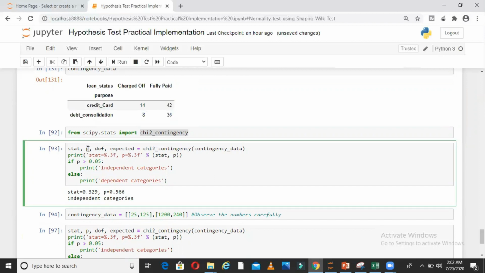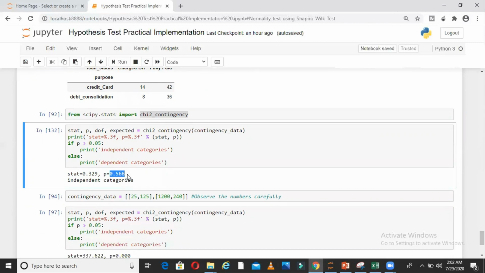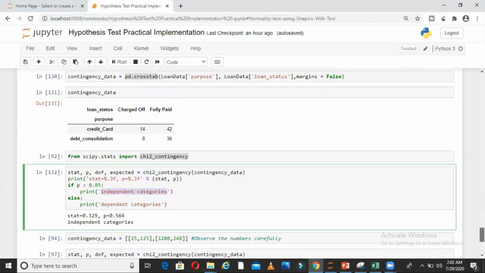And the main important thing here is the p-value. So what is the p-value here? 0.566, which means it is way above the boundary of 5%, almost 56% possibility for the null hypothesis, which means it is towards the null hypothesis, which means the categories are independent. So this is how the chi-square test helps you analyze whether two categorical variables are independent or dependent. Let me give you another example and show you what I mean by dependent.